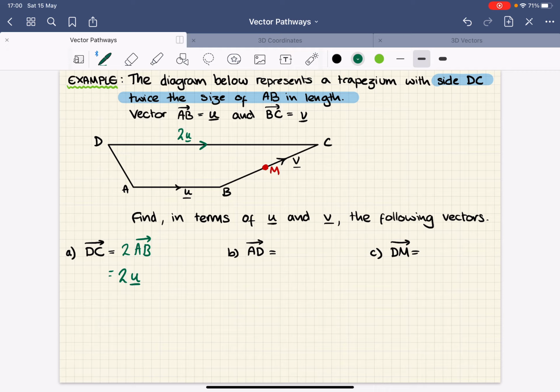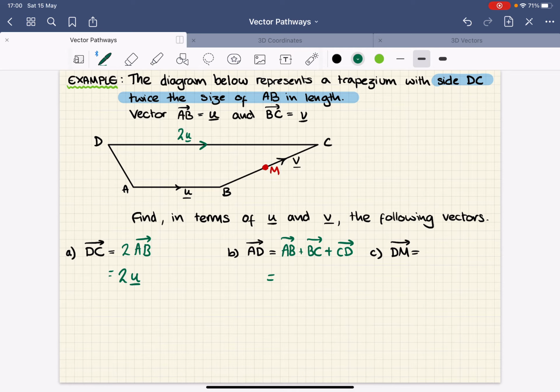Okay, now I want to find A to D. So here I've got a bit of a journey to take. I can't do this little shortcut here because I've got no information there. So I need to take the long route. So I'm going to go from A to B, then B to C, then C all the way across to D. So I'm going to go A to B, B to C, and then C to D.